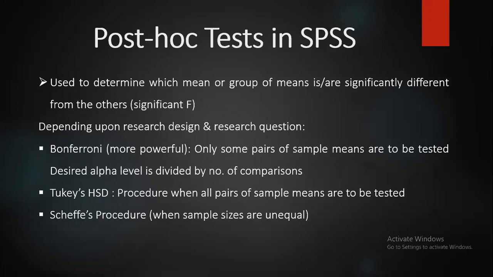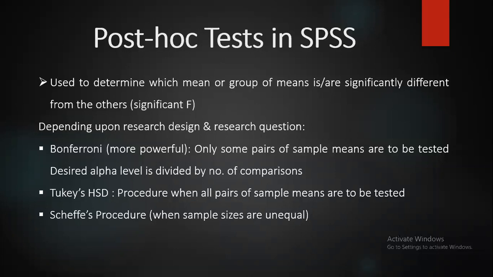Now sometimes if it is not significant, then we can go for the post hoc test and we can see which of the pair is not significant, whether metro 1 with metro 2 or metro 1 with metro 3, or metro 2 with metro 1, metro 2 with metro 3 similarly. So like this, group wise we can compare using the post hoc test in SPSS. Now you can see here, depending upon the research design and research questions, we have specified here the post hoc tests which are usually used.